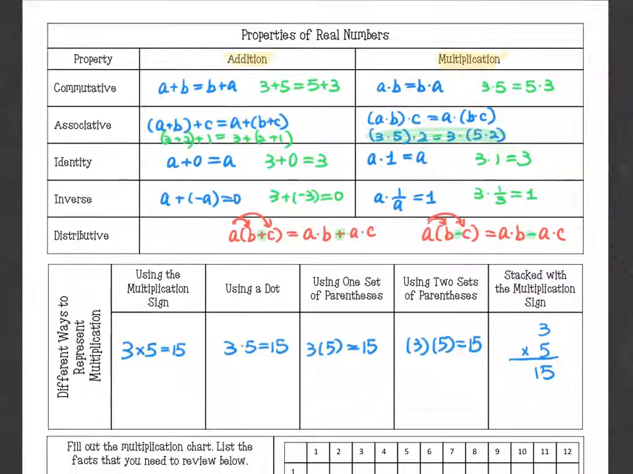So this is a quick review of real number properties. And below there is a multiplication table. You need to fill it out, and I will see you in class.